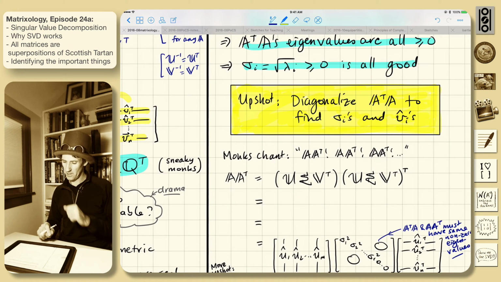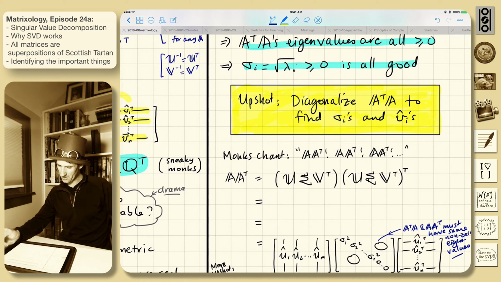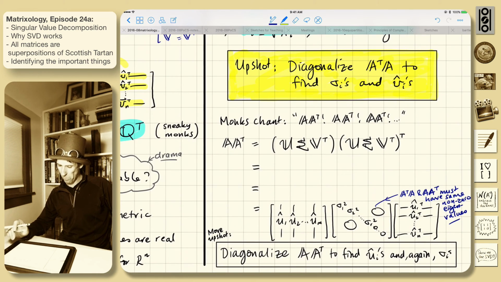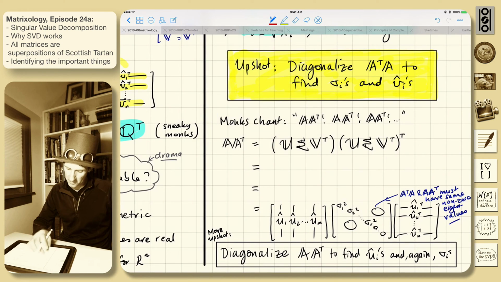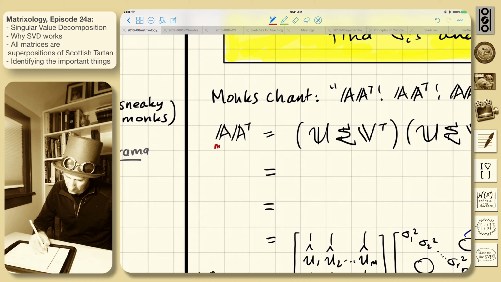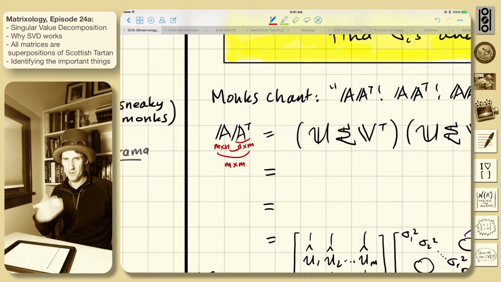Now they're saying AA transpose. All right, so we can do that too. We can do the same kind of thing. AA transpose, same kind of story. This is an M by N. Now this is an N by M. So these match, and the whole thing is M by M. Square, symmetric.